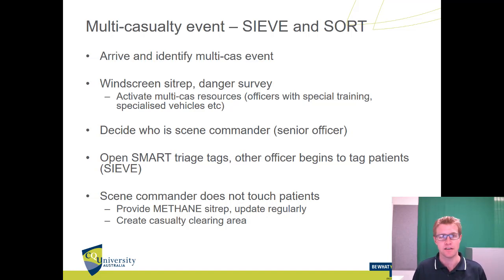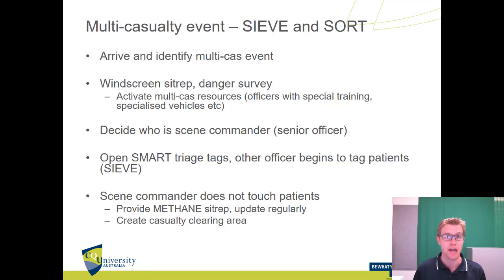The scene commander, who's the senior officer, doesn't touch patients. That's really important for a multi-cas scene to run well. If the scene commander gets involved and starts doing stuff, it's very tempting to do that in a resource austere environment. They lose situational awareness and the scene will generally devolve. So the scene commander has to stand back, and their job is to coordinate and control things.